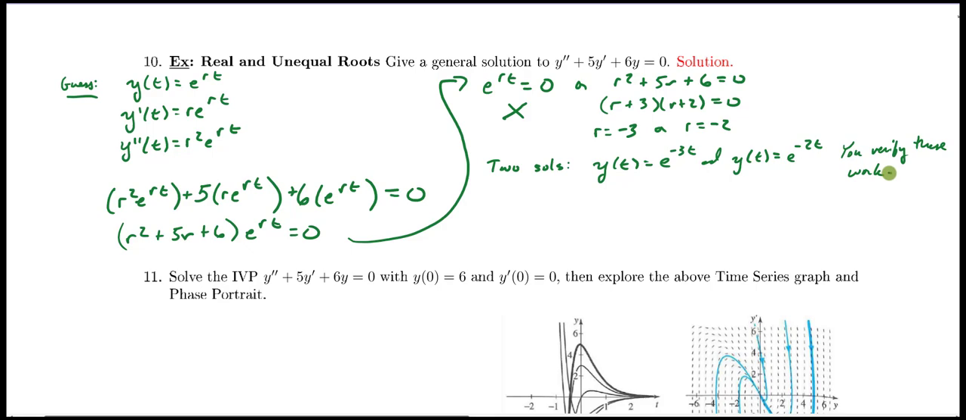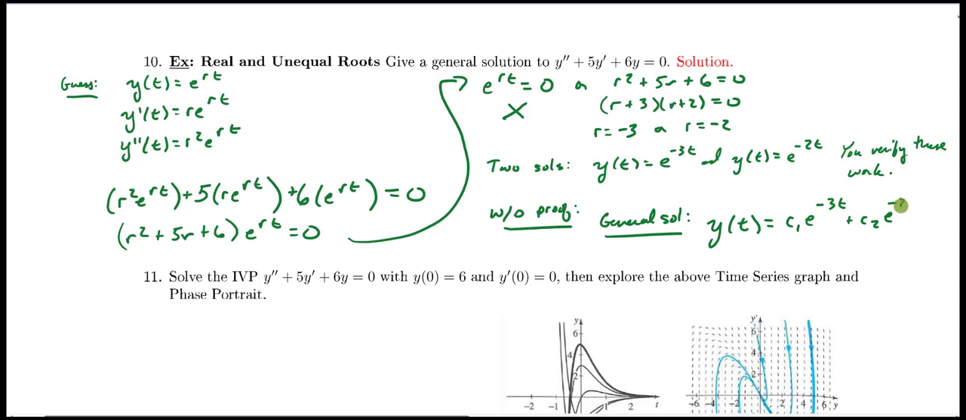Then we get to the point where we don't yet have enough theory to say why this is a solution. But without proof, I'd like to tell you that the general solution to this ODE is y of t equals c1 e to the minus 3t plus c2 e to the minus 2t. Again, we don't have the vocabulary to say what makes this our general solution, but this is the general solution to this differential equation, meaning all other solutions to this differential equation can be written in this format. And that's the theory that we're going to be developing with vector spaces as we go along.